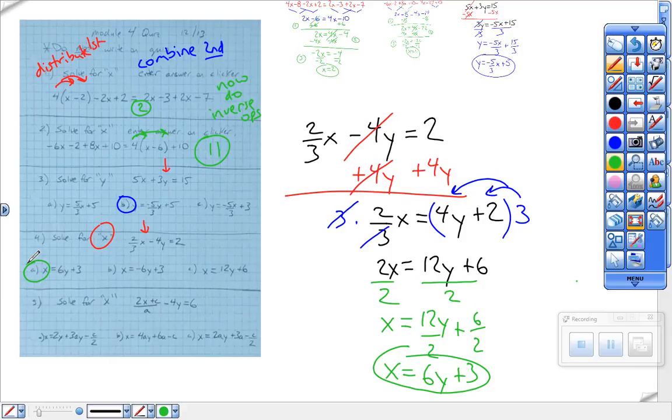My last step, dividing everything by 2 and doing the little double split. So 12y divided by 2 is 6y. 6 divided by 2 is 3. So that is the answer, x equals 6y plus 3.